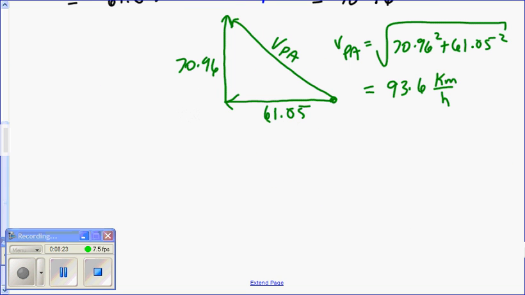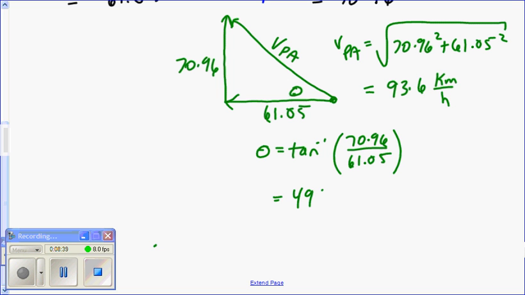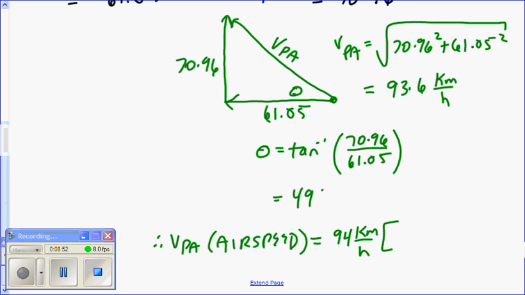And my angle, don't worry about putting negatives in there, you don't have to. It ends up being 49 degrees. So therefore, my airspeed, VPA, equals 94 kilometers per hour. You need decimal places. 49 degrees north of. See that? So here's my west. It's 49 degrees north of that.